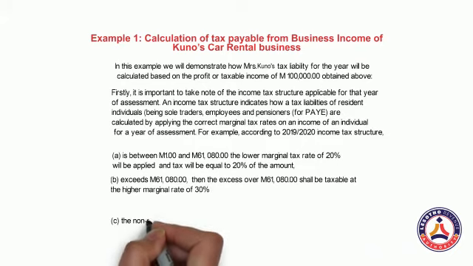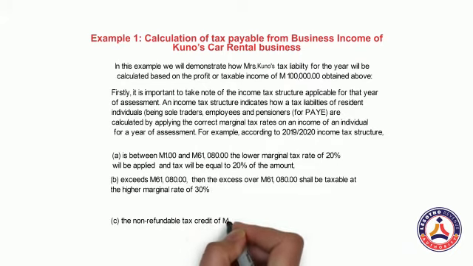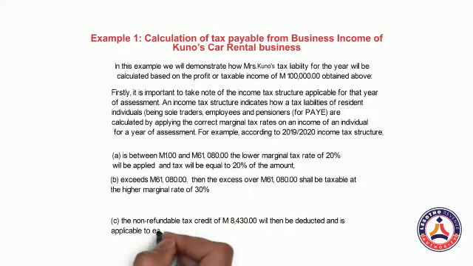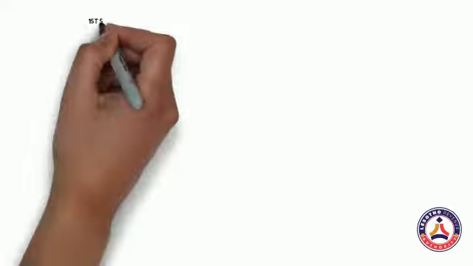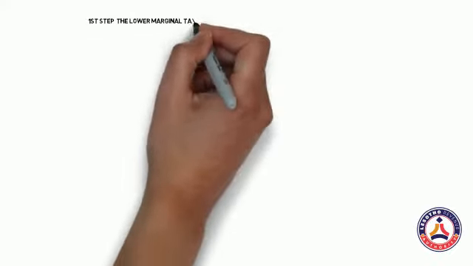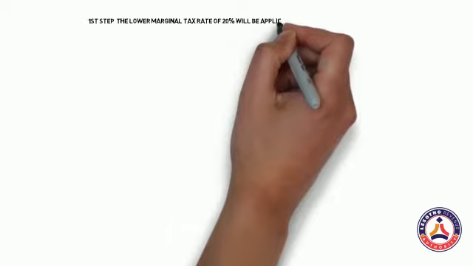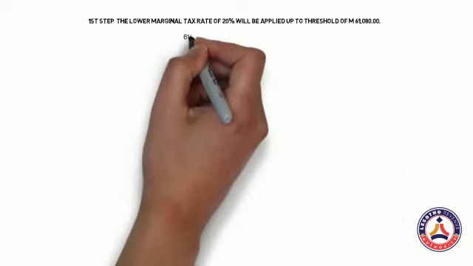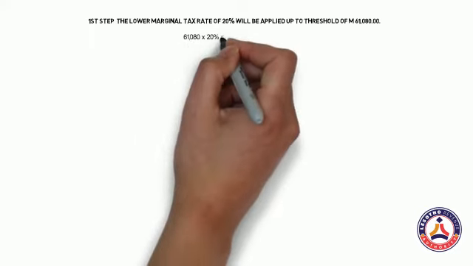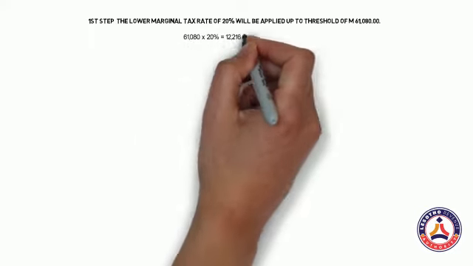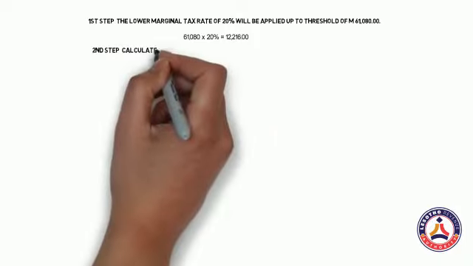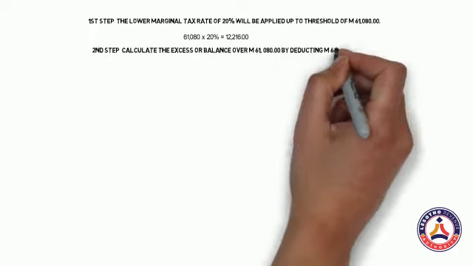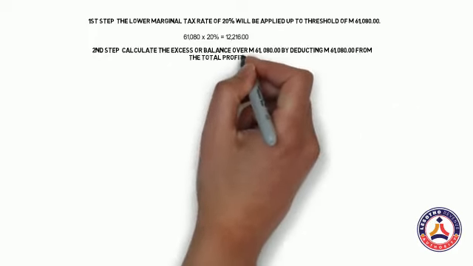And C, the non-refundable tax credit of 8,430 maloti will be deducted and is applicable to each resident individual. First step, the lower marginal rate of 20% will be applied up to the threshold of 61,080 maloti. 61,080 maloti by 20% equals 12,216 maloti. Second step, calculate the excess or balance over 61,080 maloti by deducting 61,080 maloti from the total profit.